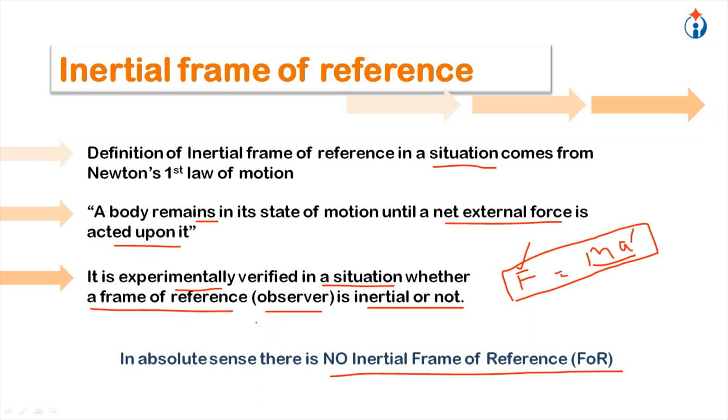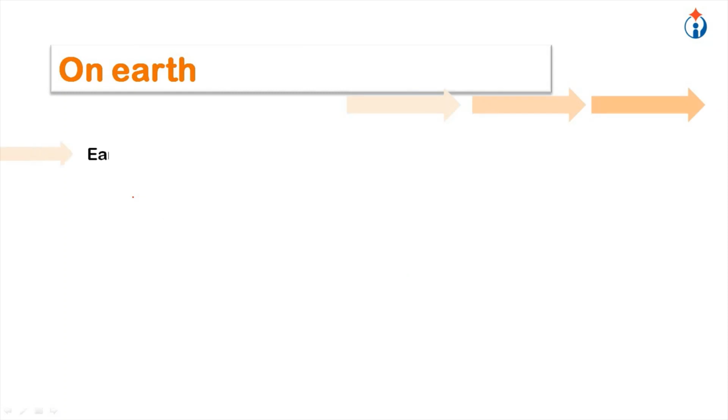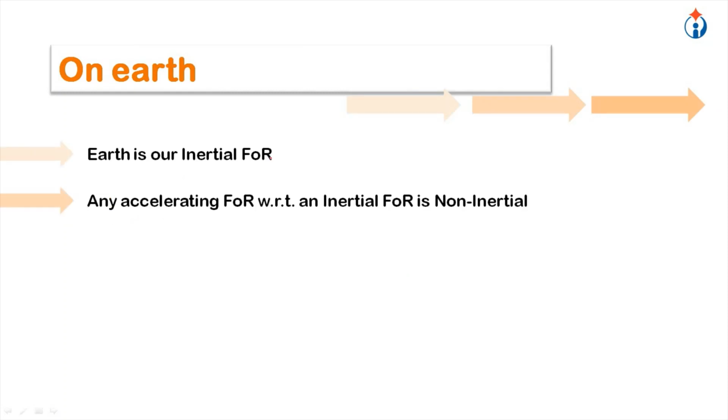But from which reference we observe, in which situation. So on Earth, Earth is our inertial frame of reference. Experimentally verified when we observe the motion of anything on the Earth. Now, any accelerating frame of reference with respect to an inertial frame of reference is non-inertial.